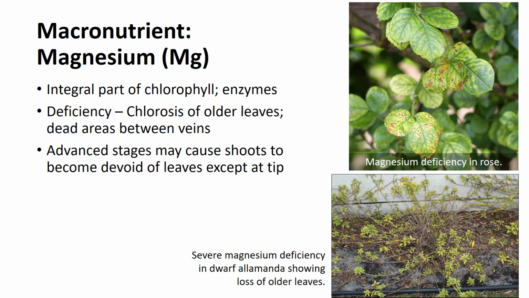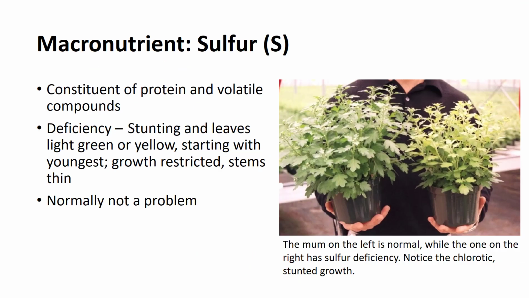In advanced stages of magnesium deficiency, shoots become devoid of leaves except for a few at the tip. Sulfur, S, is a constituent of protein and various volatile compounds. When sulfur is deficient, plants are stunted and the leaves are light green or yellow, starting with the young leaves and progressing to the older leaves.